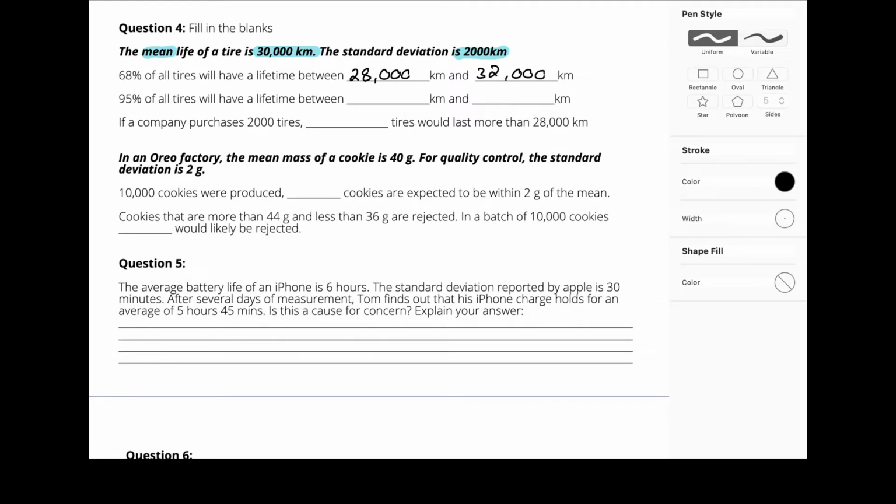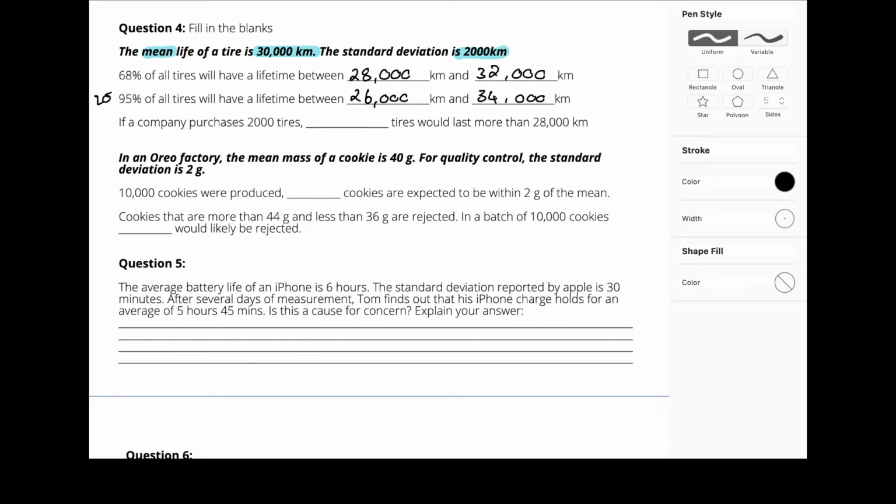We have then 95% of all tires will have a lifetime between blank and blank. Well, 95% is associated with 2 sigma, 2 standard deviations away. So in that scenario, I'm going to take away another 2,000, and I'm going to be at 26,000. And if I go forward, then I'm going to be at 34,000. So we add on another 2,000 and we take away another 2,000. It then says if a company purchases 2,000 tires, blank tires would last more than 28,000 kilometers.